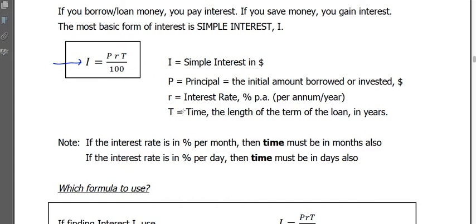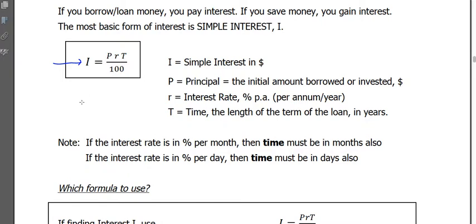The final thing we need to calculate simple interest is the time, or the length of the loan. So this could be the length of however long you've been given to pay back a loan, or it could also be the number of years that you had money in your account.